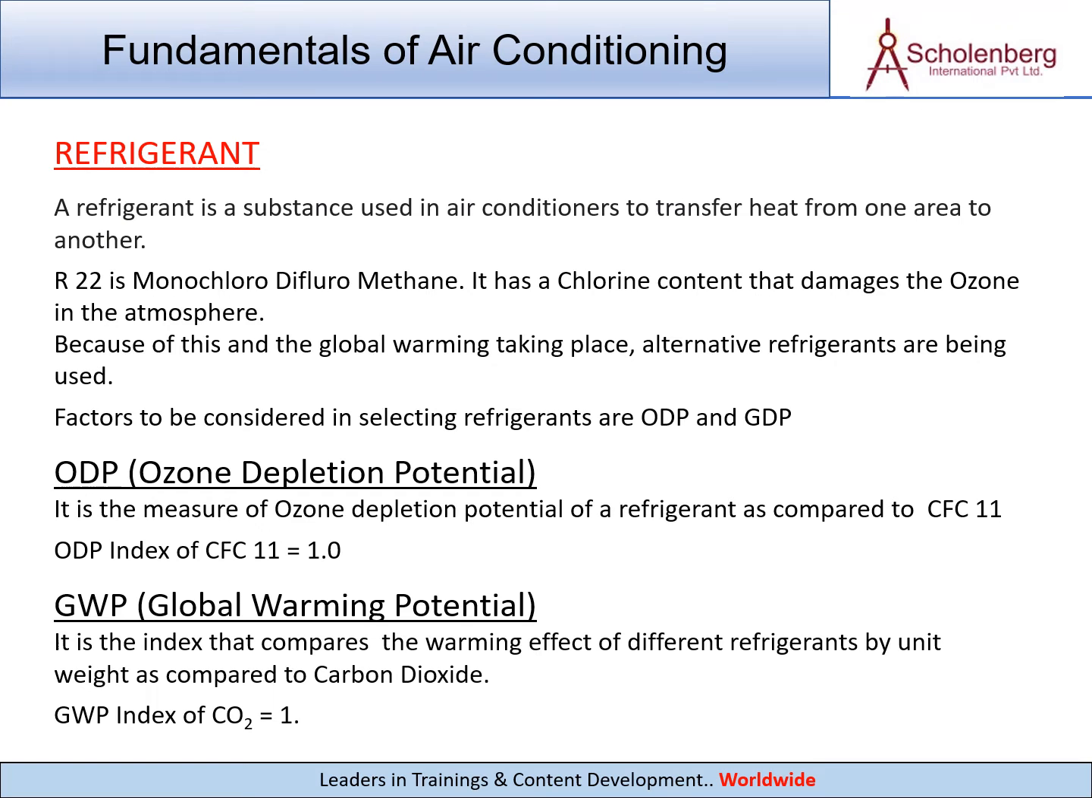ODP, ozone depletion potential. It is the measure of ozone depletion potential of a refrigerant, as compared to CFC11. ODP index of CFC11 equals 1.0. GWP, global warming potential. It is the index that compares the warming effect of different refrigerants by unit weight as compared to carbon dioxide. GWP index of carbon dioxide equals 1.